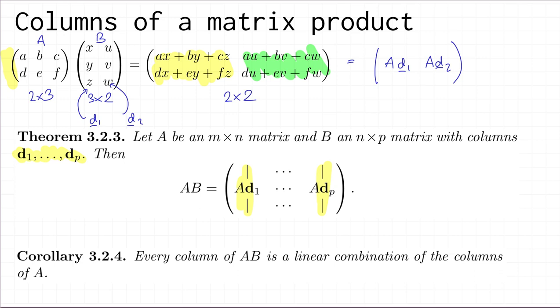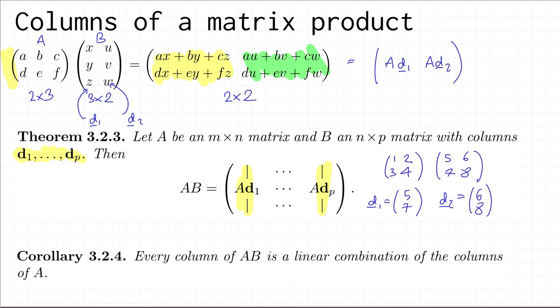So let's just see this in action. You've seen an example at the top there where you can see that the first column of the answer was obtained by multiplying A into XYZ, the first column of B, and the second column was obtained by multiplying A into the second column of B, UVW. Let's try another example. So we'll take A to be 1, 2, 3, 4, and we'll take B to be 5, 6, 7, 8, like this. So B has two columns. First column D1 will be 5, 7. The second column D2 will be 6, 8.